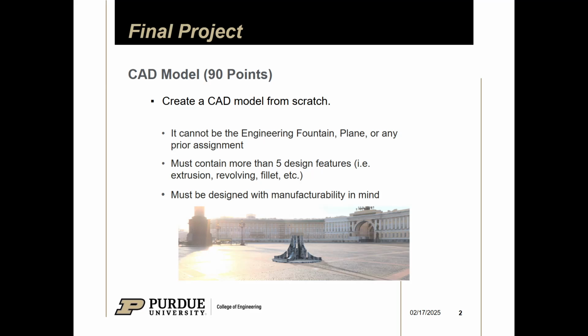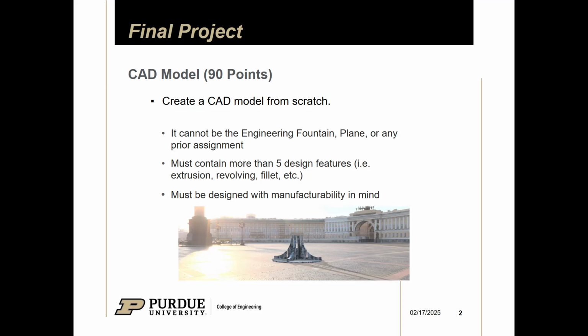Please don't do something that we've already done in class. That's kind of self-explanatory. So don't send me a hair dryer for your final project, because that's just something we did already. The whole point of this assignment is to be as broad as we can, so you can literally make anything you want. The only thing we ask is that it contains 5 design features, and it must be designed with manufacturability in mind. When I say manufacturability, I mean manufacturability for 3D printing.